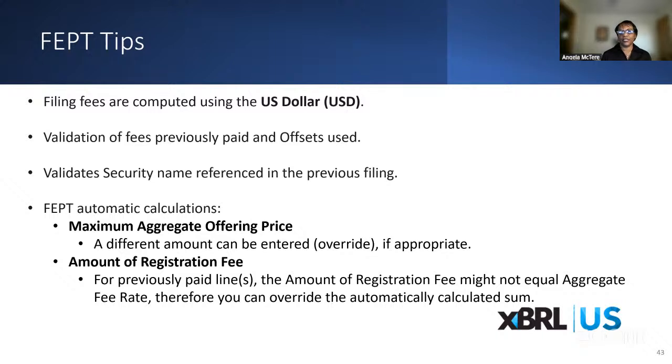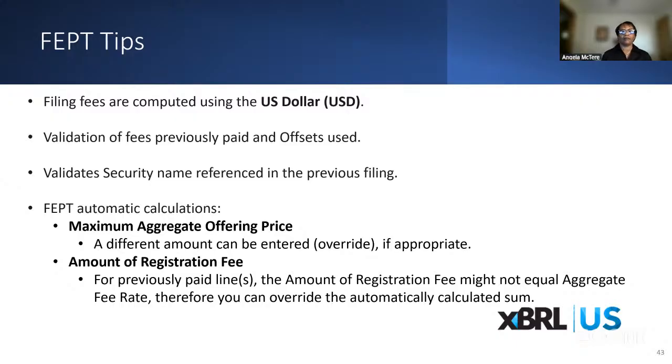It validates security names that were referenced in a previous filing. So let's say you file an S-1, you're registering new securities, you're putting in your security name. This is something new from the HTML version because the HTML did not validate this item. So if the security name that you list in your amended filing doesn't exactly match the security name in your initial filing, you will receive a warning. The warning will not cause your submission to suspend. It's just telling you that it can't validate that name because it doesn't match. Okay?